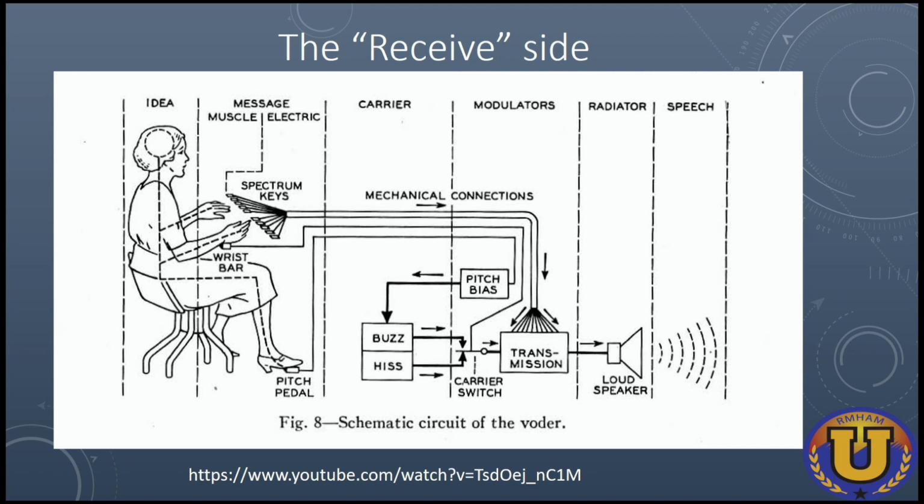But here she is. She's got 10 keys that she's tickling. She's got a wrist bar that comes down here to do the pitch bias and buzz and a hiss. They had two vacuum tubes, one that would produce the noise of the buzz and one that would produce the noise of the hiss. And they used that in conjunction with the foot pedal to kind of modulate the hiss and the buzz to actually create the sound.